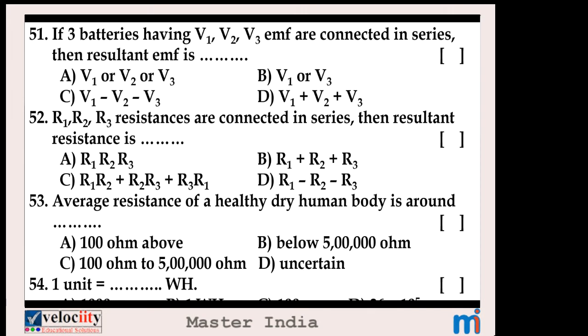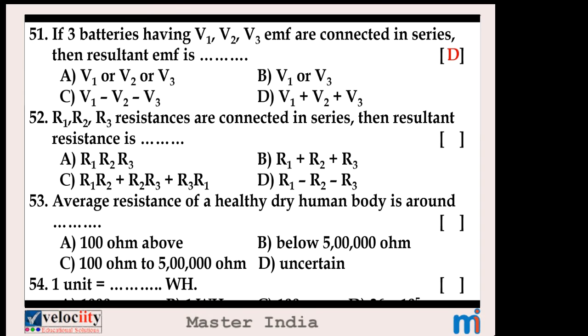51. If three batteries having V1, V2, V3 EMF are connected in series, then the resultant EMF is dash. A. V1 or V2 or V3, B. V1 or V3, C. V1 minus V2 minus V3, D. V1 plus V2 plus V3. The correct answer is D. V1 plus V2 plus V3.